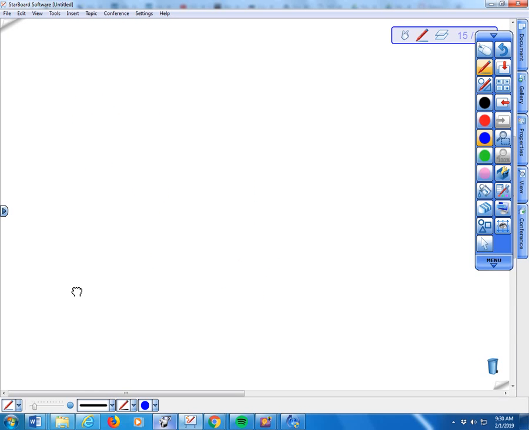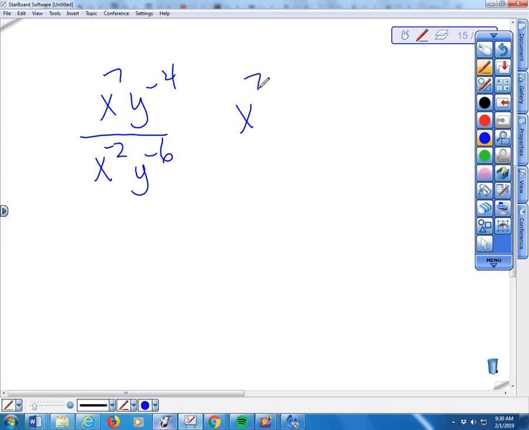Okay, next problem. X to the 7th, y to the negative 4th, over x to the negative 2, y to the negative 6. I'm going to go ahead and get rid of all my negatives. Flip what I need to. X is not raised to a negative, so it stays x to the 7th. Y is raised to a negative, so it's going to go on the bottom. X is negative here, so it's going to go on top. And y is negative, it's going to go on top.